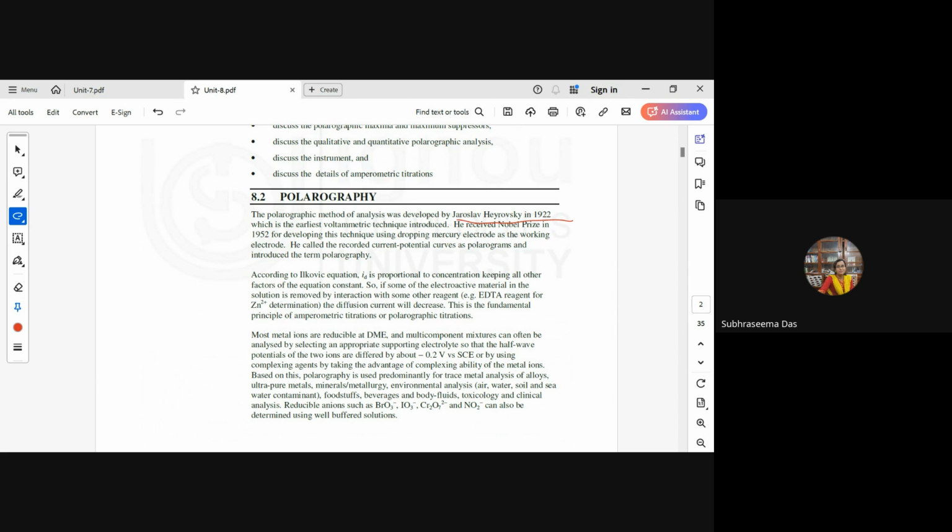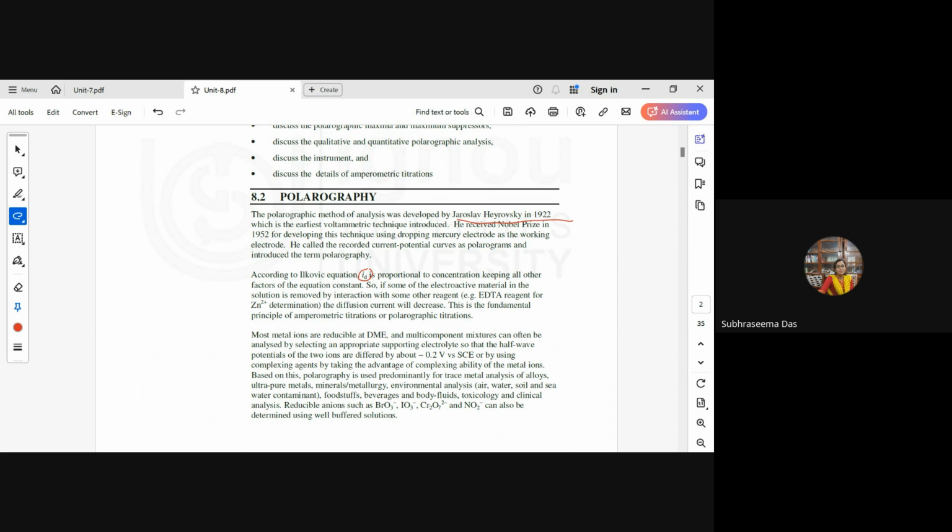Now when we consider the Ilkovic equation, the ID, that is the diffusion current, is proportional to concentration. That is, we know ID is equal to K into C. So particularly, if any electroactive material is present in the solution, it is removed by interaction with complexes such as EDTA, which is used for Zn2+ determination. This is the fundamental principle of amperometric titrations, or what we call the polarographic titrations.